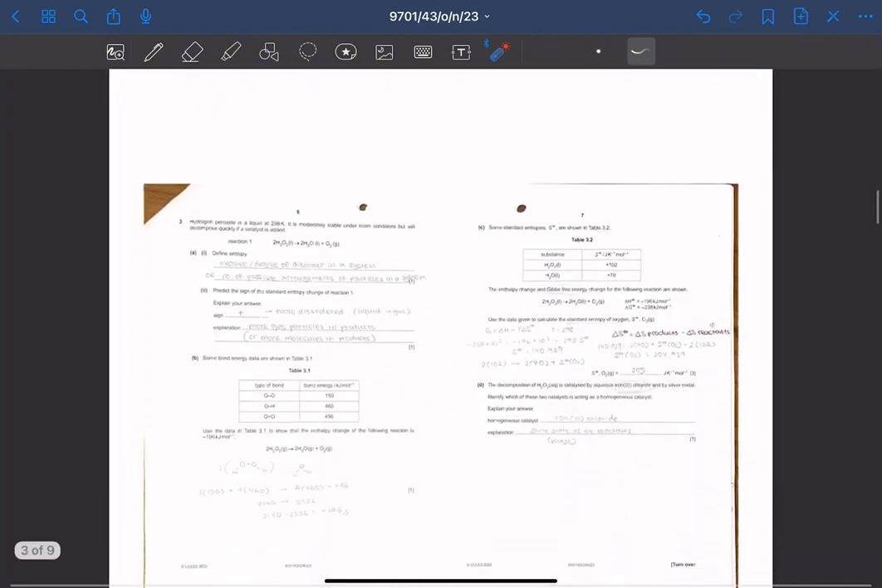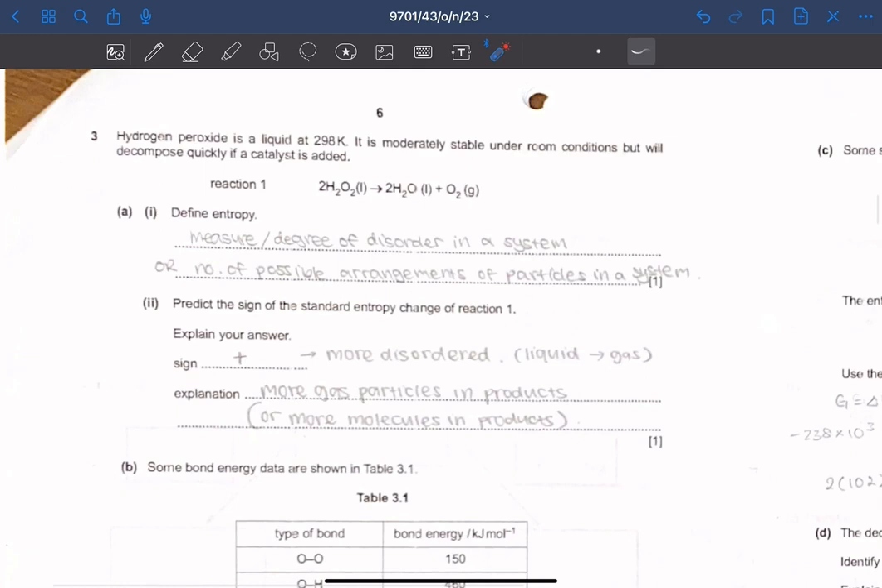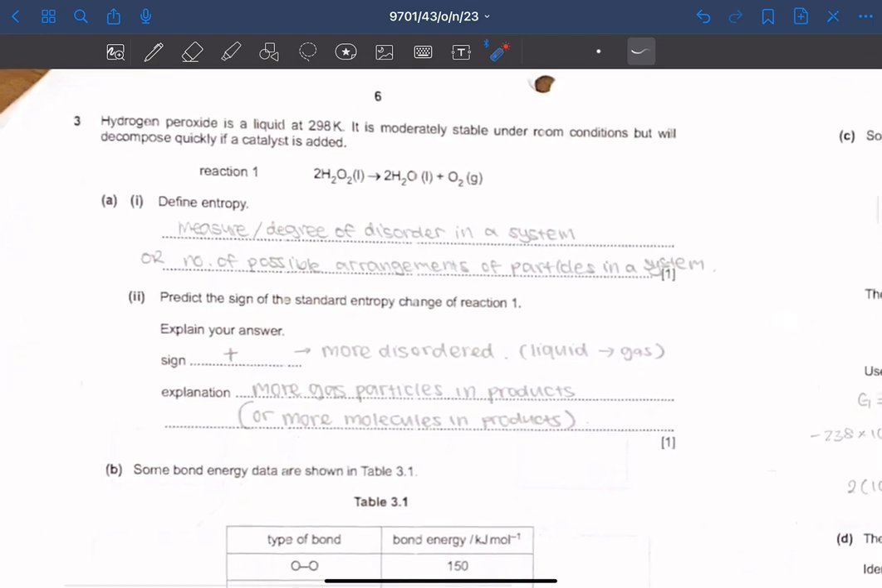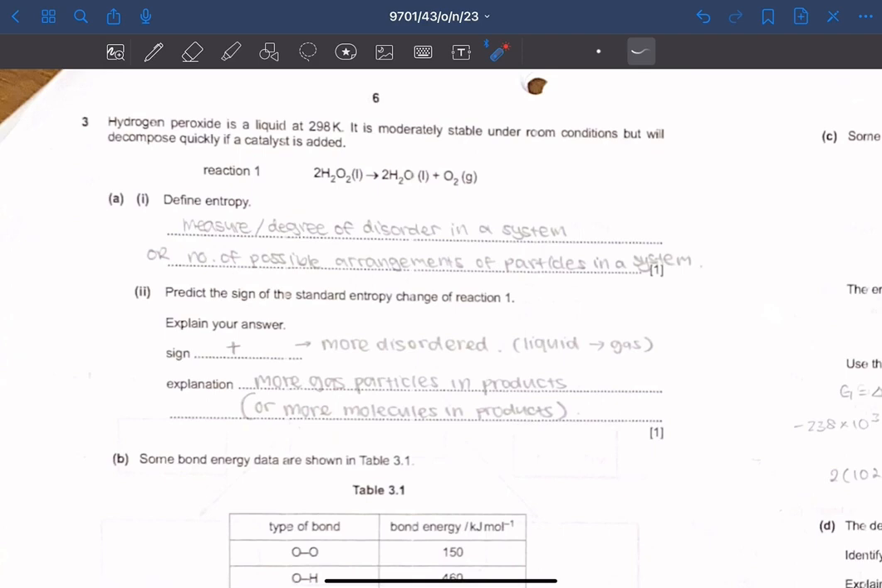And moving on to the next question, number 3. Hydrogen peroxide is a liquid at 298 K. It is moderately stable under room conditions but will decompose quickly if a catalyst is added. Reaction 1: 2H2O2 forms 2H2O plus O2. So A(i), define entropy, which is a measure or degree of disorder in the system. So for example, a solid has lower entropy than a gas. Something that has more disorder has a higher value of entropy.